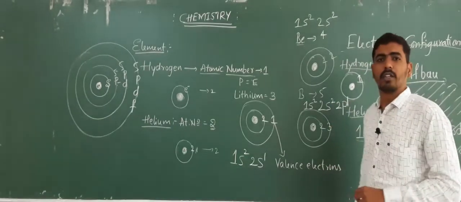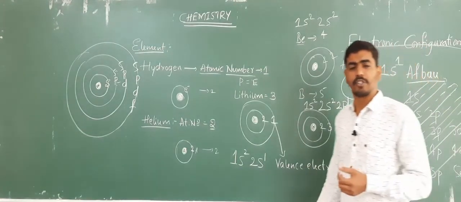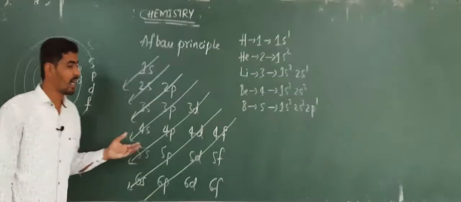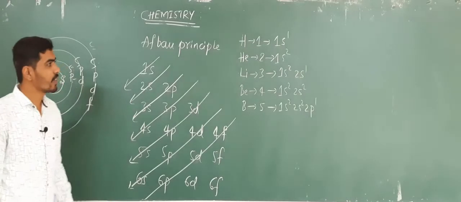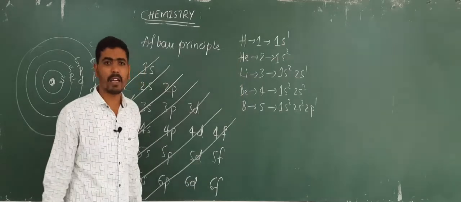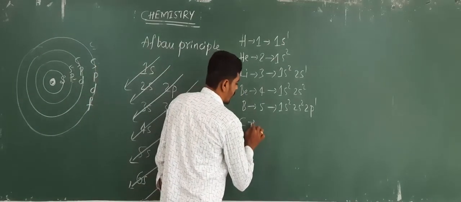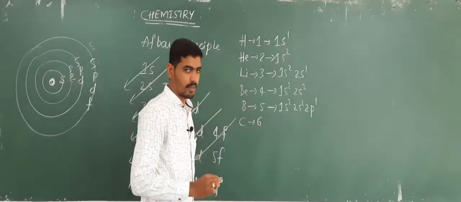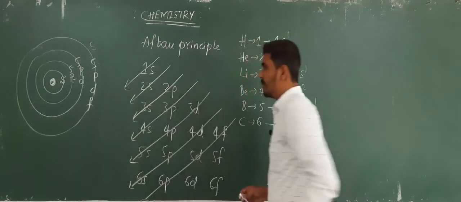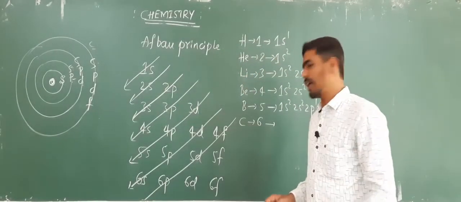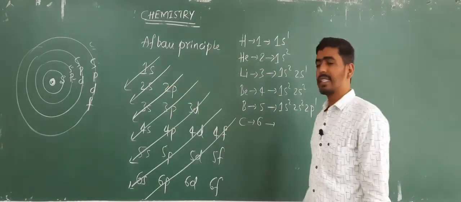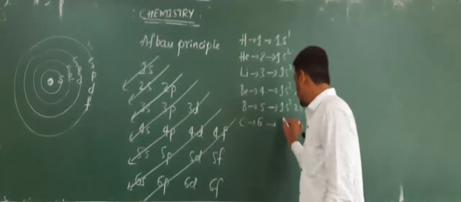So in this manner you have to write the electronic configuration of these atoms. Let's see here. Once again I have written the above principle, and here these are the electronic configurations of hydrogen, helium, lithium, beryllium and boron. Next, carbon. The atomic number of carbon is 6. So how will we represent the structure? Simply, no need to write the structure every time. You can use these two things, by which you can easily fill up the electrons or write the electronic configuration.